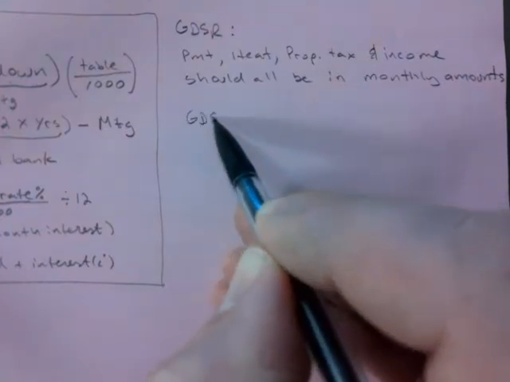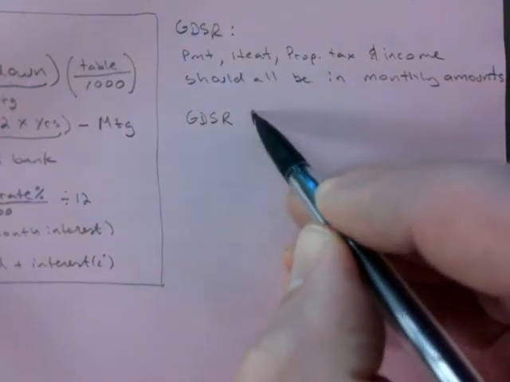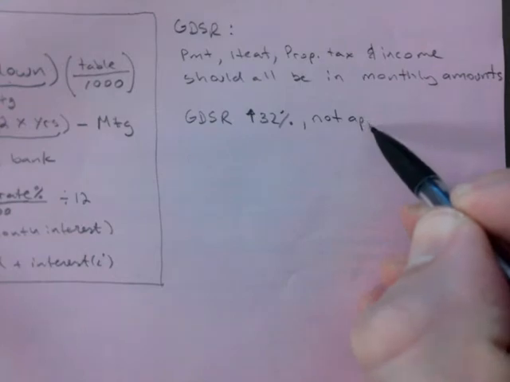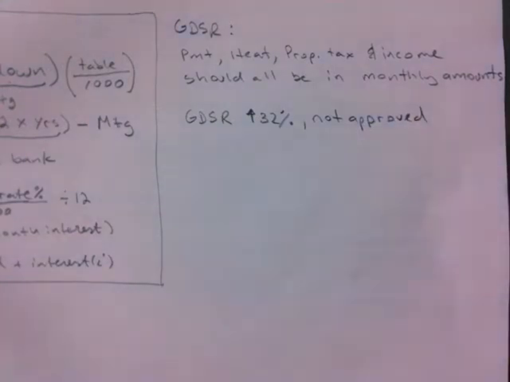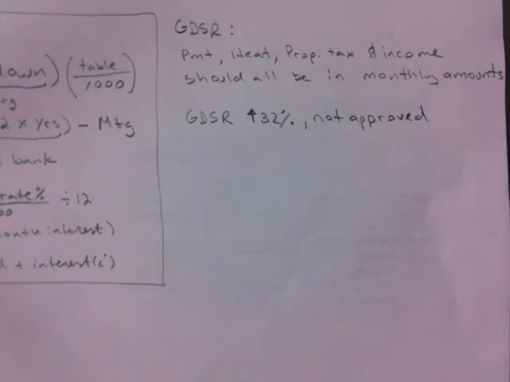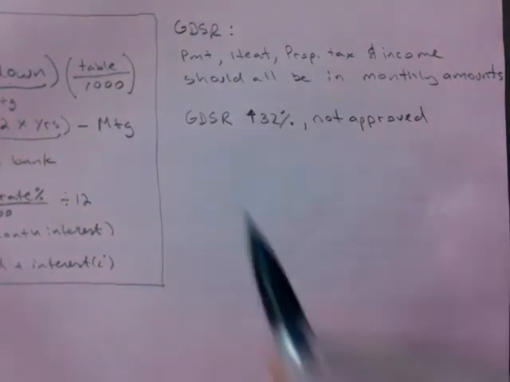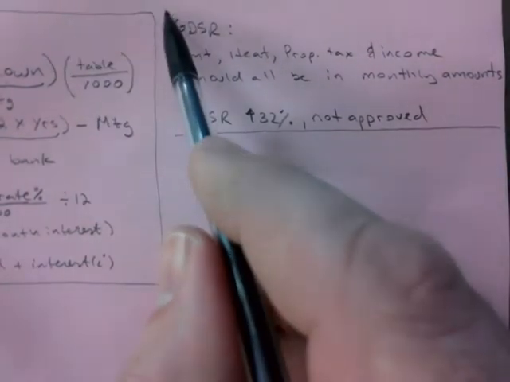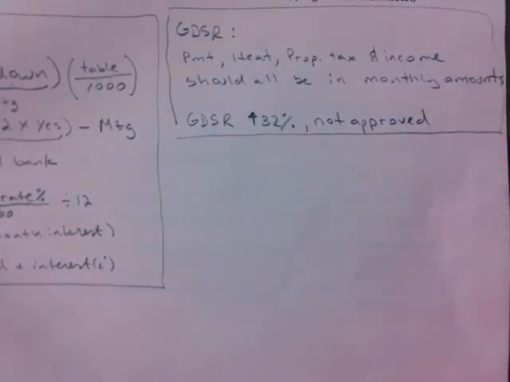For the GDSR, you have to be able to answer the question. If it's greater than 32%, not approved. Anything under 32 will be approved. If it's 32% exactly, you are still approved. If it's 32.01, technically you're above it, so you will not be approved. If there's a GDSR question, the formula is on the formula sheet and it's also in your notes.